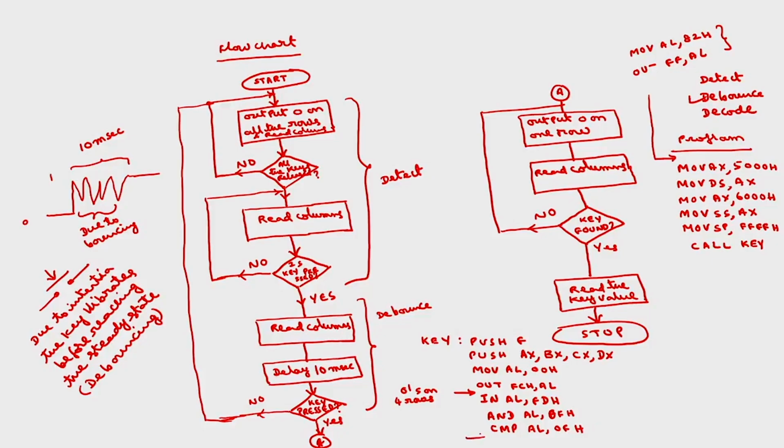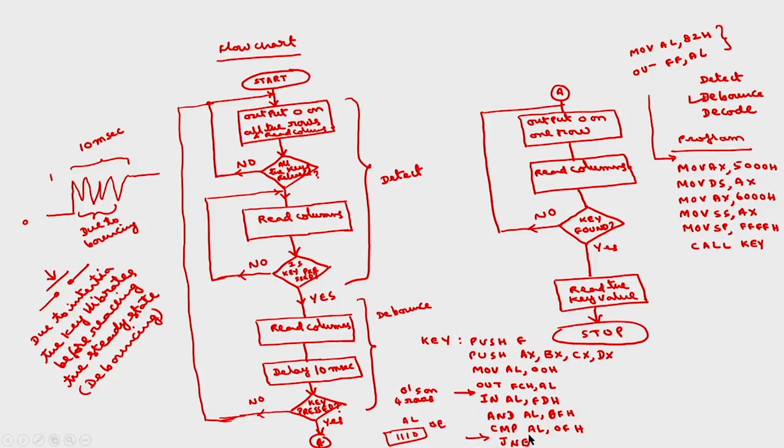So after this, what happens in AL? The remaining 4 bits I am not caring about. If the last 4 bits of these 4 columns, if any one of these columns is 0, so for example 1 1 1 0. Okay. So this is 0E, the first 8 bits will be 0E, so it is not 0. Jump on not equal.